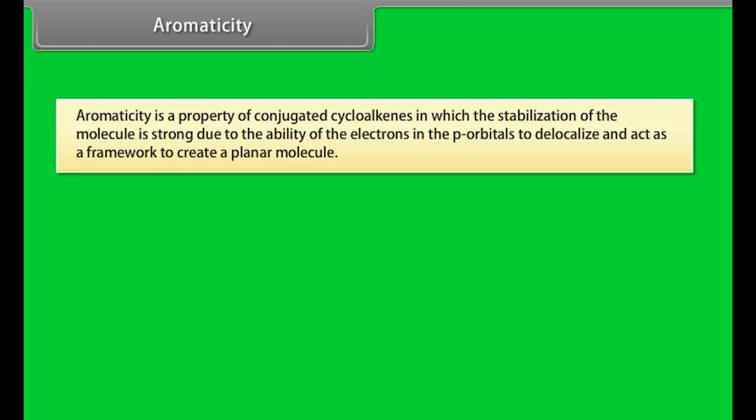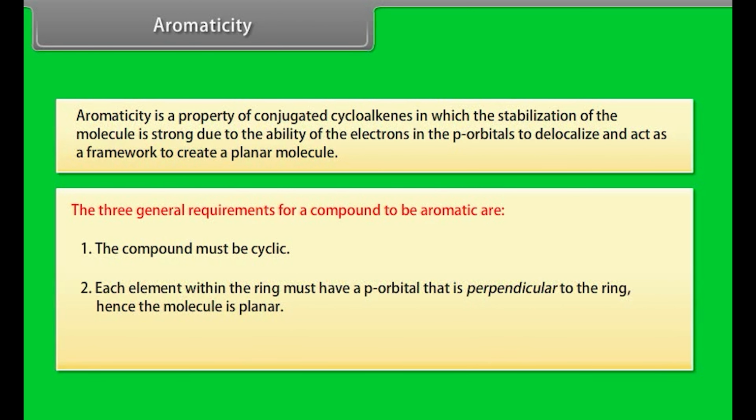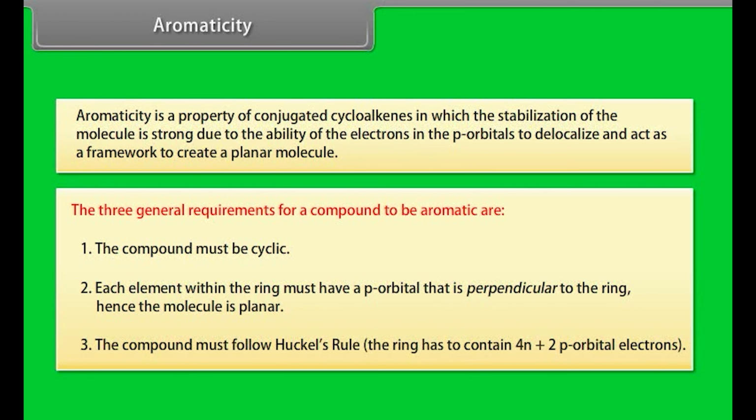to the ability of the electrons in the p orbitals to delocalize and act as a framework to create a planar molecule. The 3 general requirements for a compound to be aromatic are: 1. The compound must be cyclic. 2. Each element within the ring must have a p orbital that is perpendicular to the ring, hence the molecule is planar. 3. The compound must follow Huckel's rule. The ring has to contain 4n plus 2 p orbital electrons.